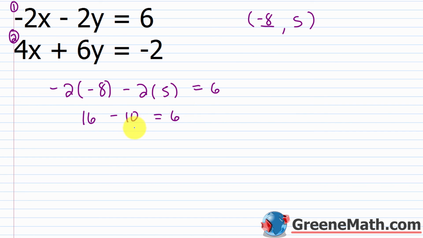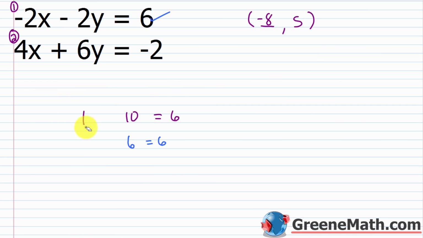So 16 minus 10 is 6. So you get 6 equals 6. So it works out here. In the second equation, remember that's what we use to find x. We know it already works, but let's substitute it anyway.